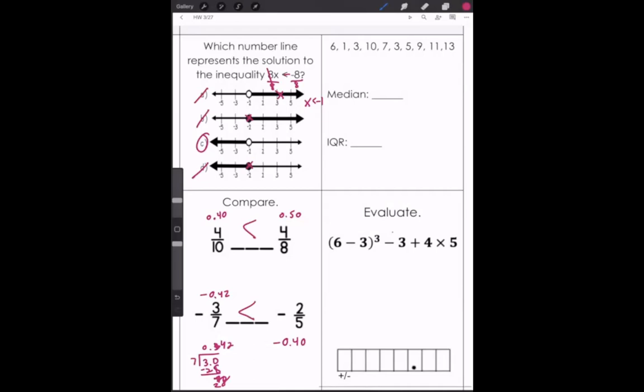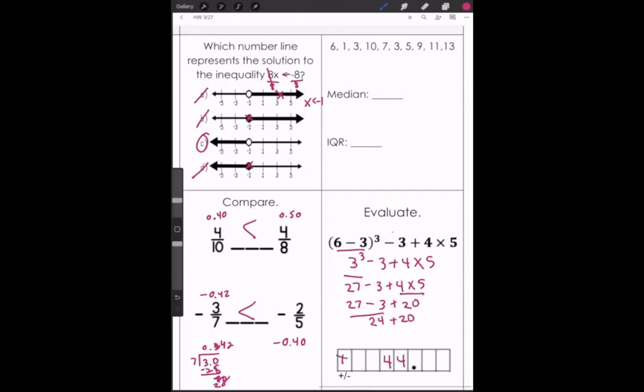Over here, we're going to evaluate. We got to do our grouping symbols first. 6 minus 3 is 3. Everything else stays the same. Then we do 3 to the 3rd power. That's 3 times 3 times 3. 3 times 3 is 9. 9 times 3 is 27. Then we have to multiply next. And then we add and subtract from left to right. So 27 minus 3 is 24. 24 plus 20 is going to give me 44.